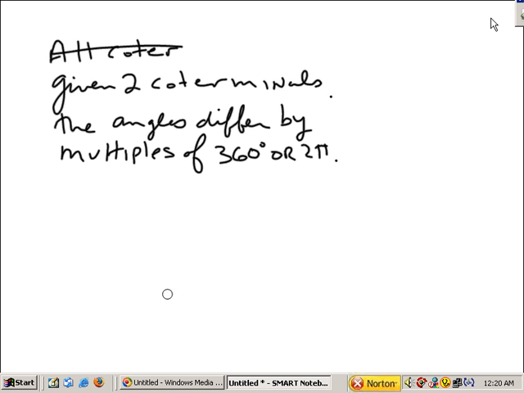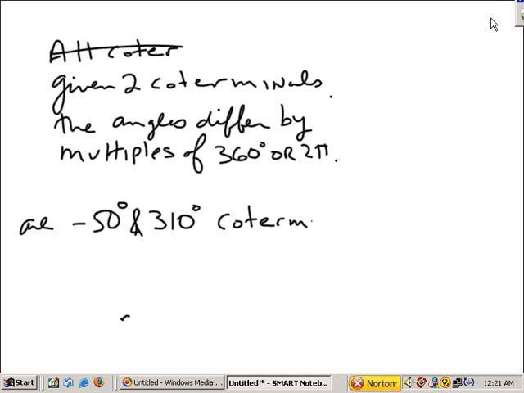So, an exercise you might see is determine if these two angles are coterminals. Negative 50 and 310. Are they coterminals? Obviously the answer is yes or no. Well, you subtract them. You write down one of the angles, you write down the other angle, and you denote you're subtracting.